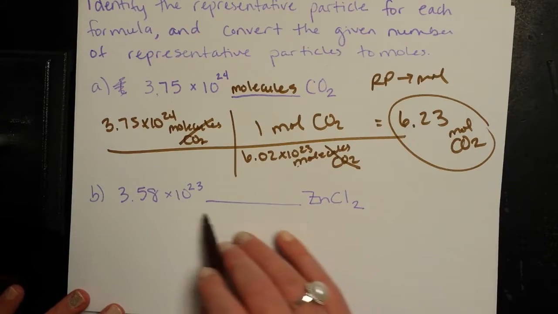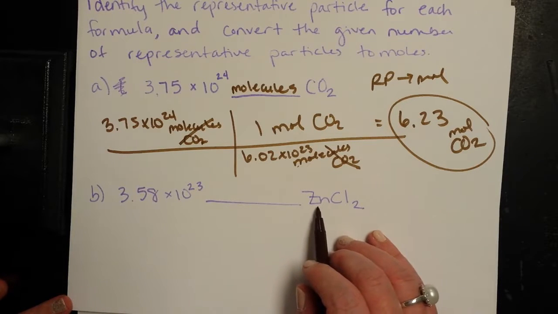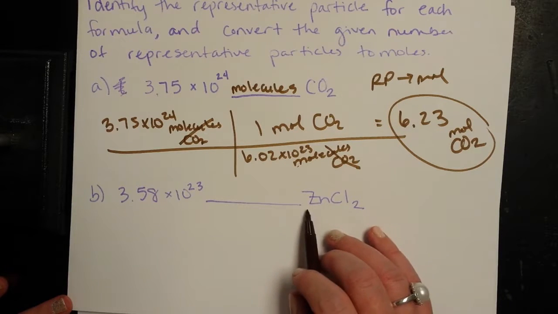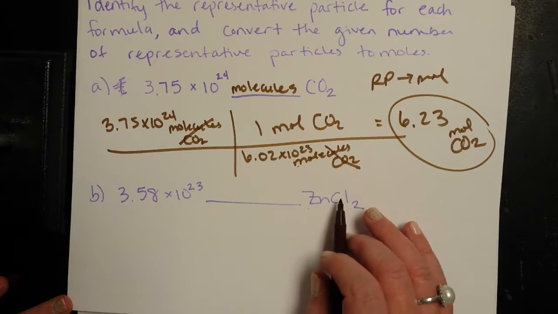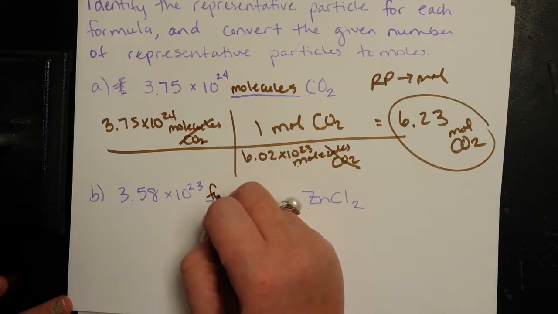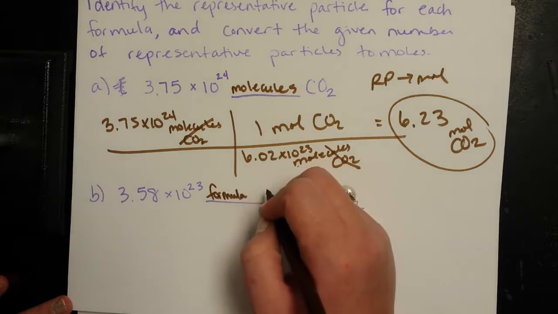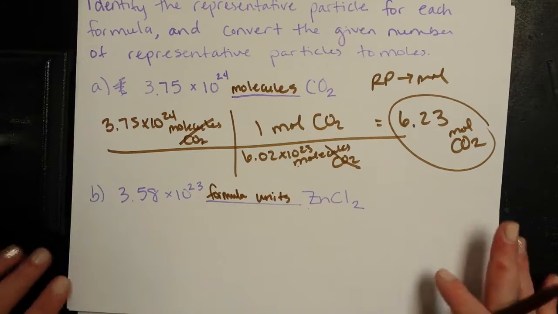All right, here let's figure out what representative particle we need for zinc chloride. So we see definitely it has to be a compound because I've got two elements. We've got zinc and chlorine, and because zinc is a metal and chlorine is a nonmetal, this is an ionic compound. And so the representative particle is the formula unit. So we've got 3.58 times 10 to the 23rd formula units of zinc chloride.